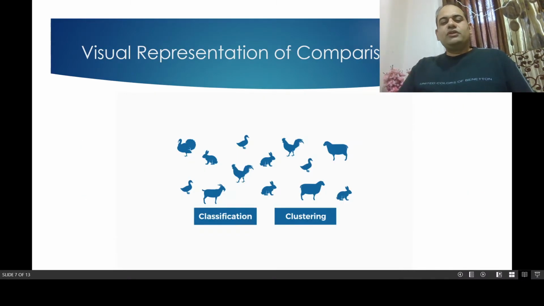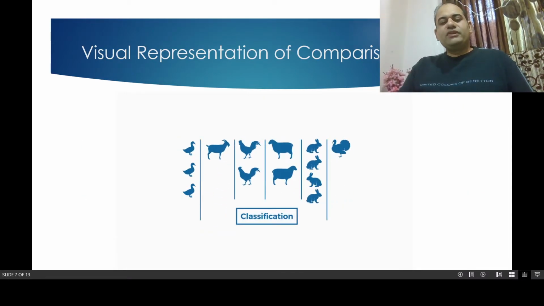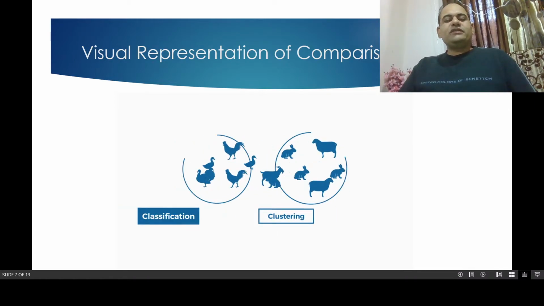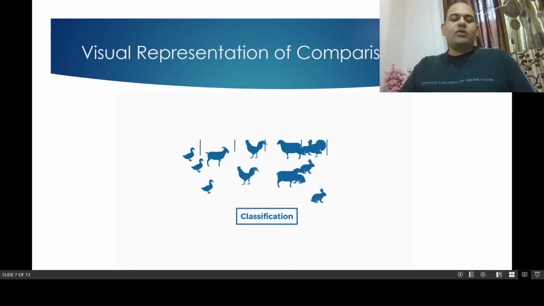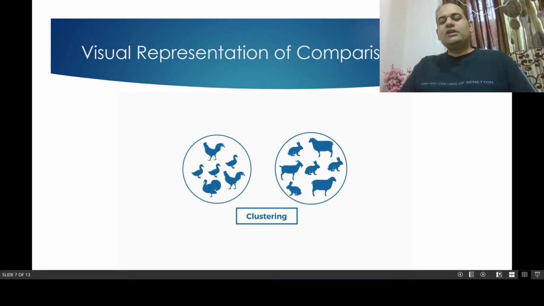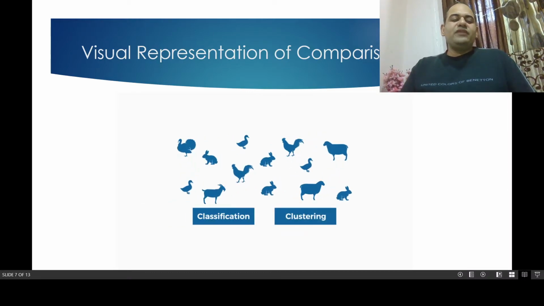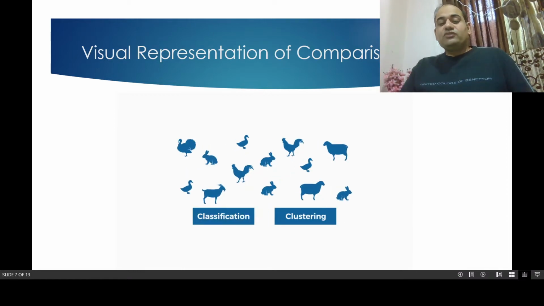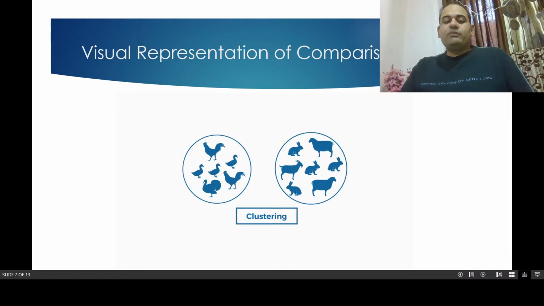Just to have a visual representation, if we have a number of animals here, in this graphic you can see clearly that classification is done based on the class label. So all those that belong to the same class are grouped together into one class category, and in the case of clustering, a similarity is identified between various animals. It could be based on the shape and size, or on the type or category.